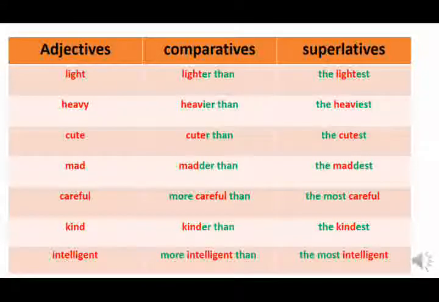So kids, after we learned about adjectives, let's make a quick review for comparatives and superlatives. Light, lighter than, the lightest. Heavy, heavier than, the heaviest. Cute, cuter than, the cutest. Mad, madder than, the maddest. Careful, more careful than, the most careful. Kind, kinder than, the kindest. Intelligent, more intelligent than, the most intelligent.